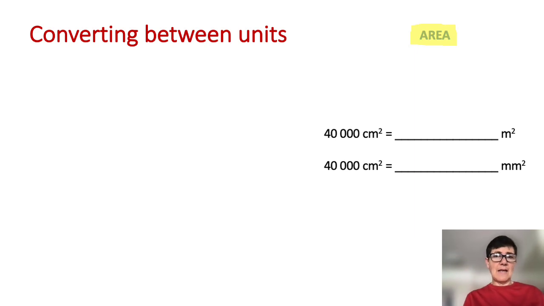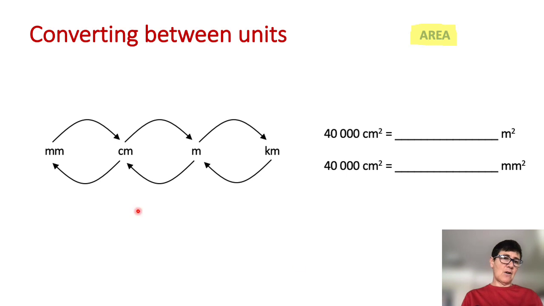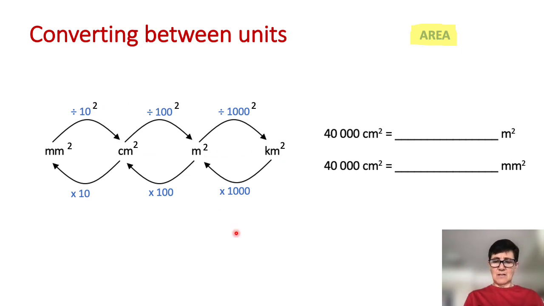So I'm going to look at area. I've gone back to that old millimetres, centimetres, metres. I've got the same jumpy story, except when I'm talking area, I'm talking millimetres squared, centimetres squared, everything's squared. So I'm going to square all the actions along my arrows.